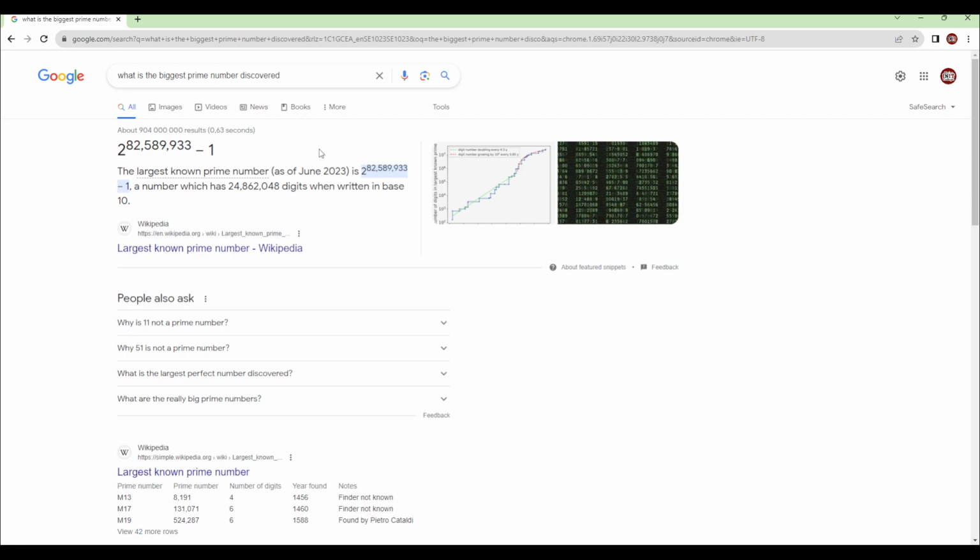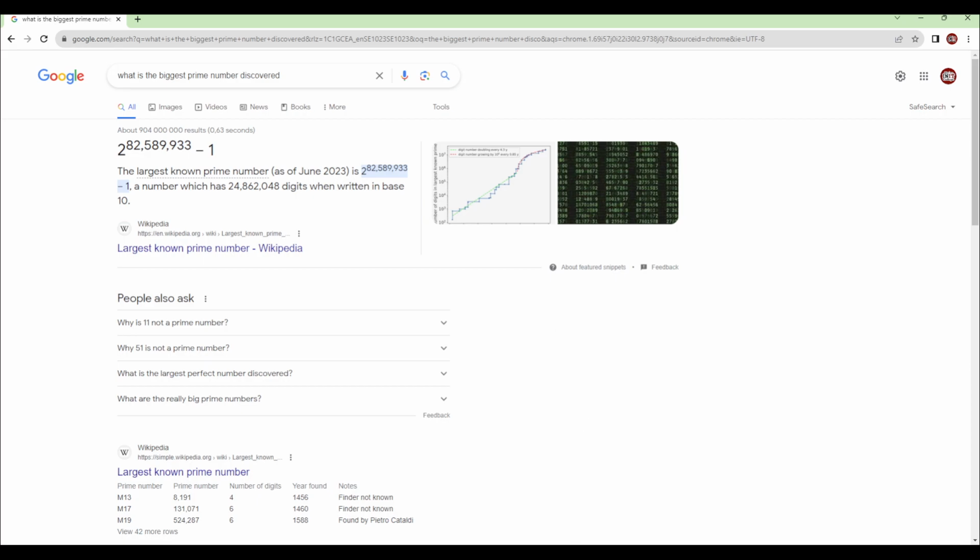And then you see that this number has only 18 digits. But that number has 24 million digits. It's a very huge number. So hopefully you understand that this is not the algorithm they used to discover that number. This is not the algorithm.